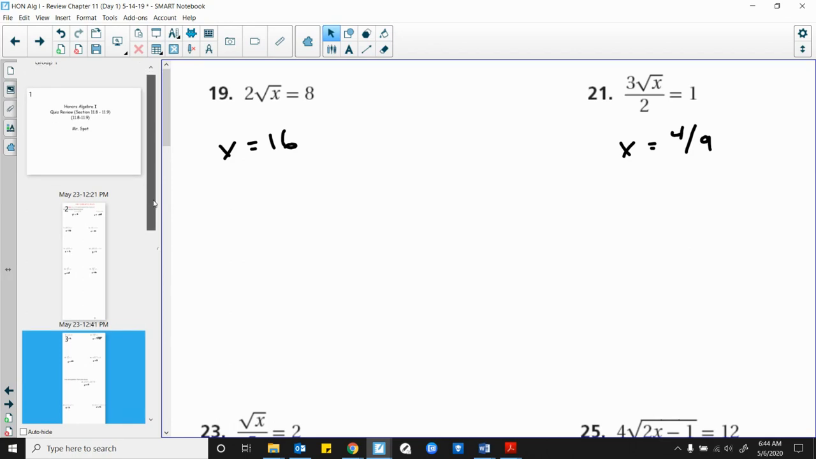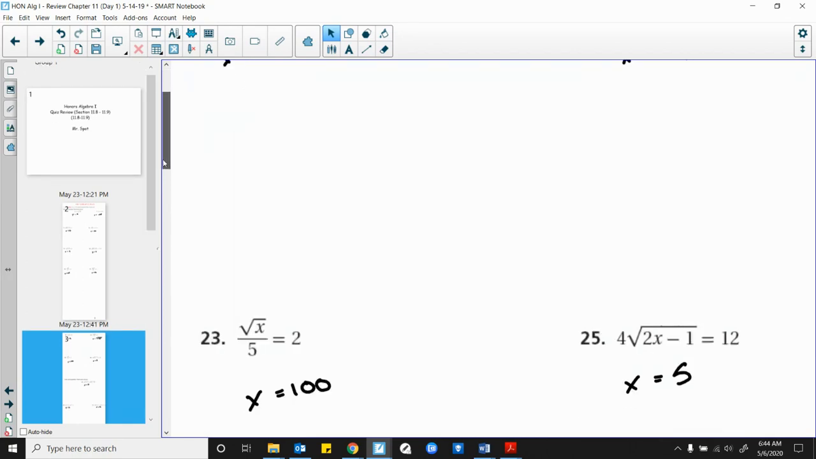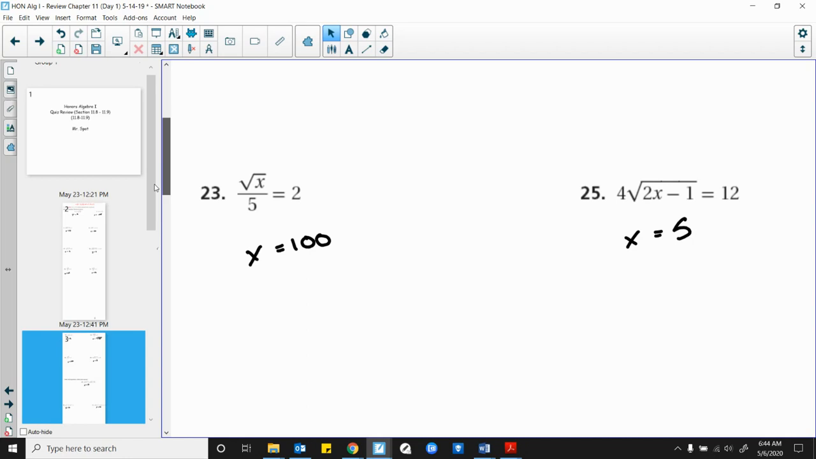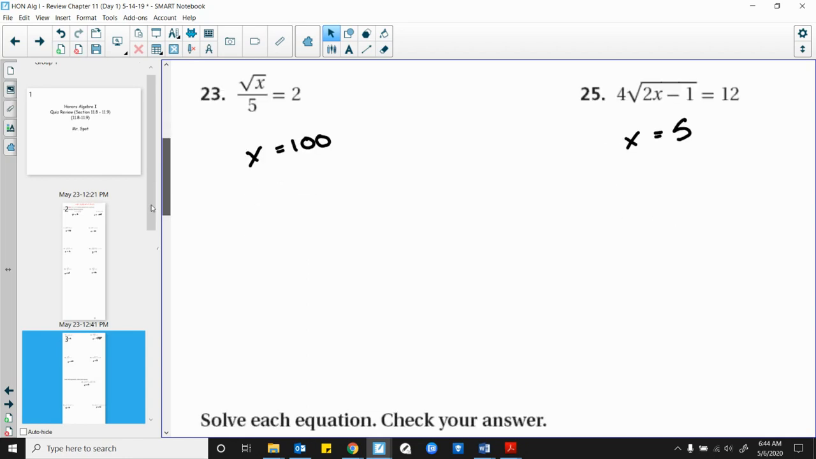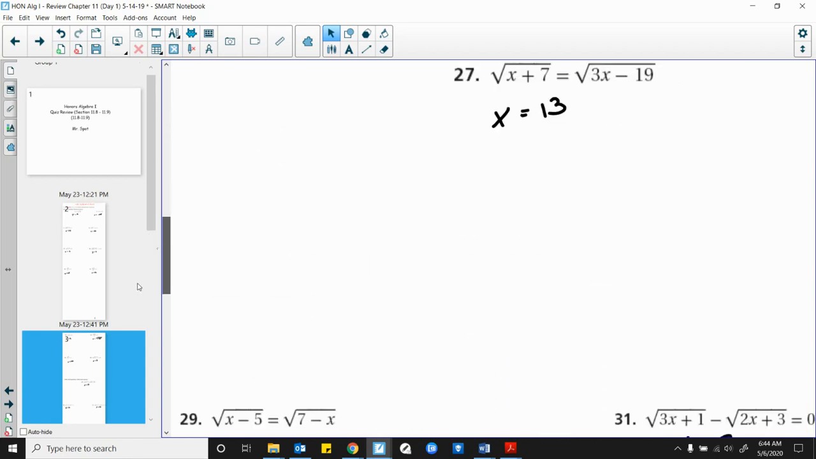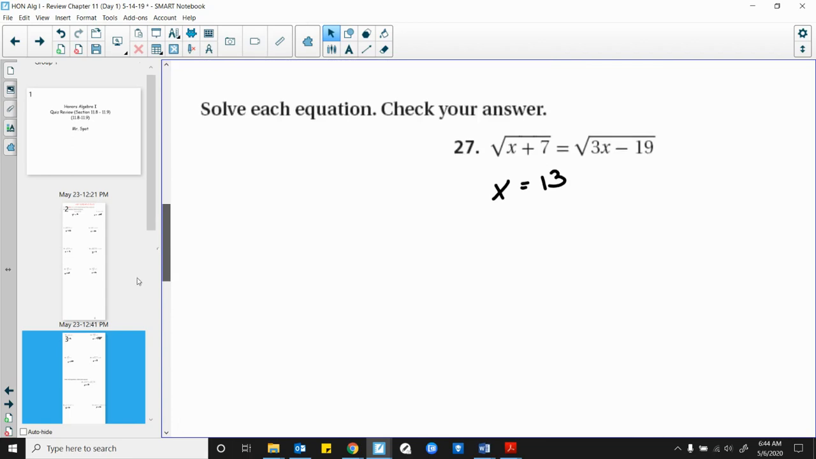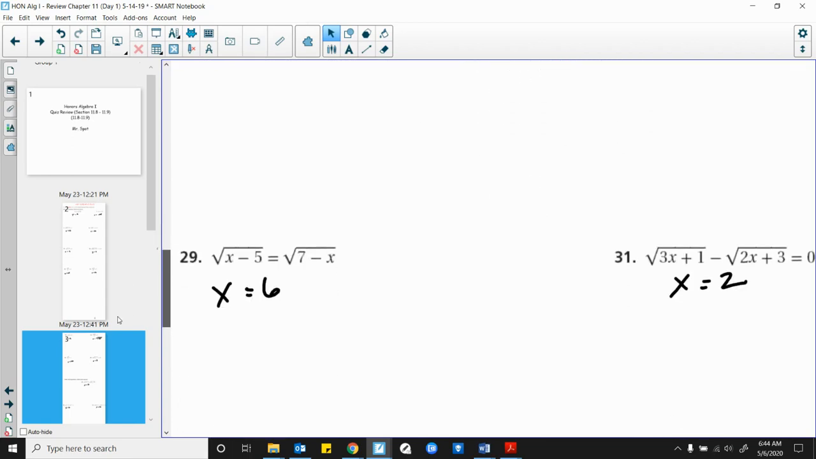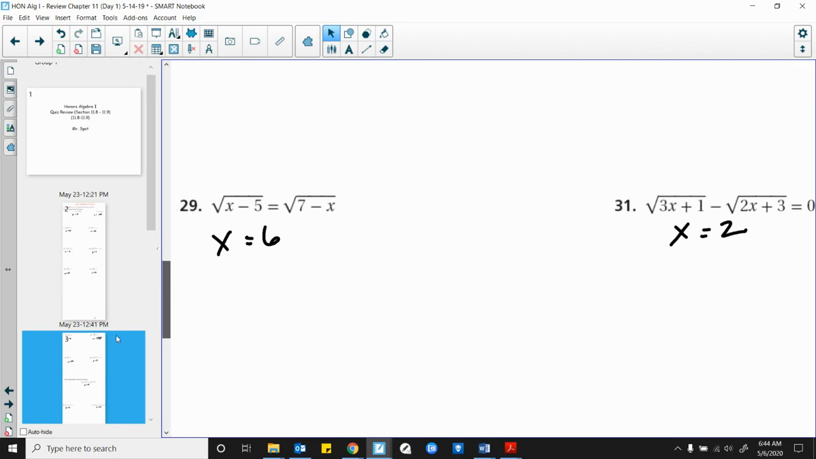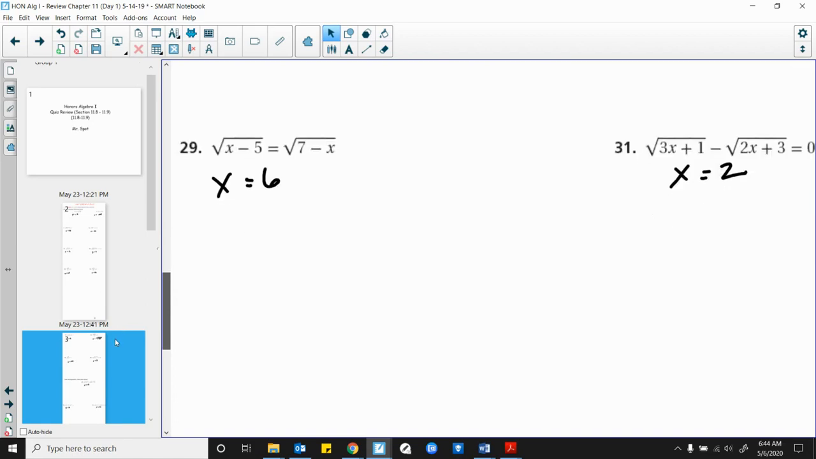For 21, we have x equals 4/9. For 23, we have x equals 100. For 25, we have x equals 5. For 27, we have x equals 13. For 29, we have x equals 6. And for 31, we have x equals 2.